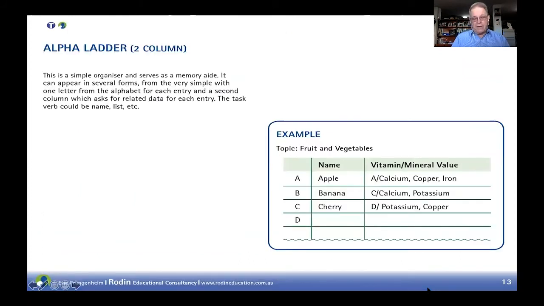So you will have another template where you have 2 columns. So you put in the details, such as the name of the fruit. So you've got your topic, the name. And then I can extend it a bit by asking my learners to go and research what vitamins are involved. What is the mineral value? So A for apple, they might come, oh, that's vitamin A, and it's got calcium, copper, and iron. And banana is vitamin C, and it's got calcium and potassium and so on.